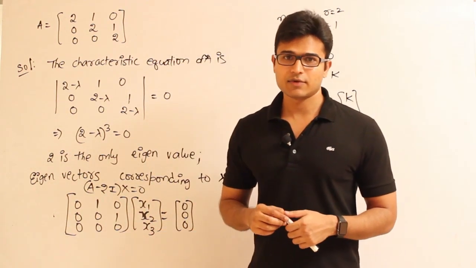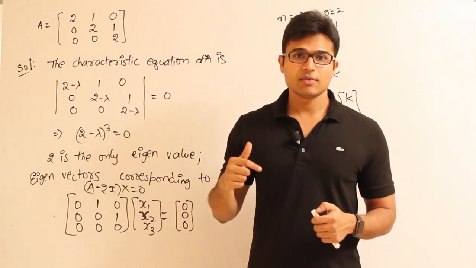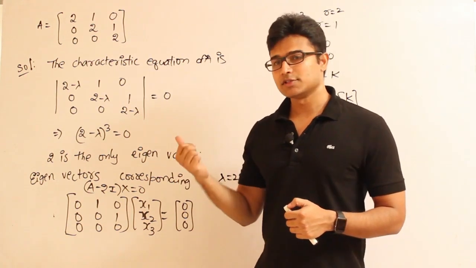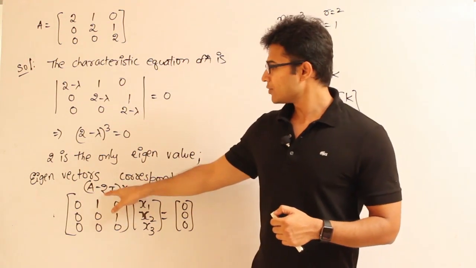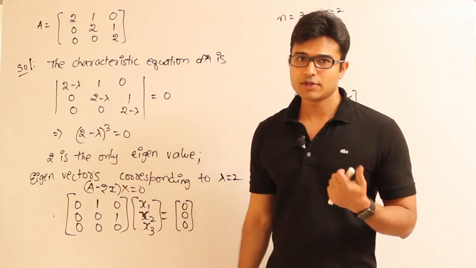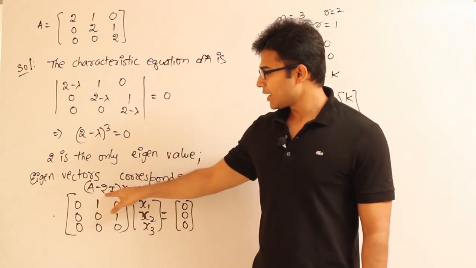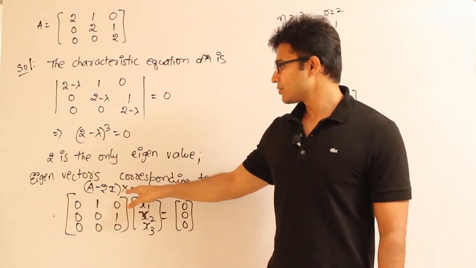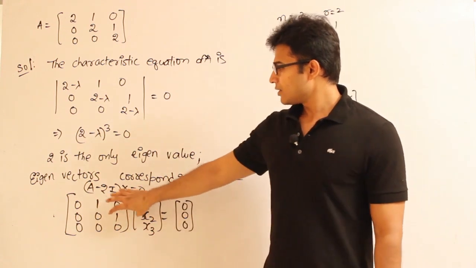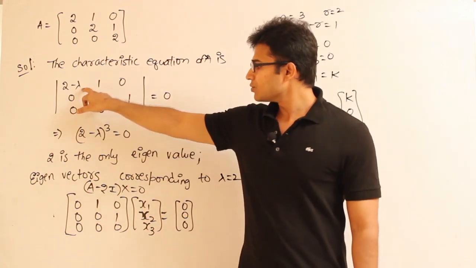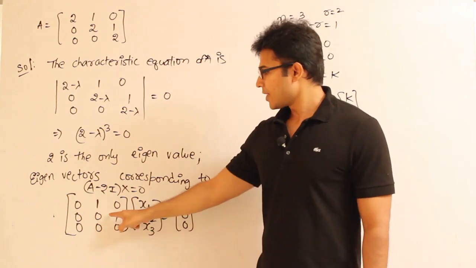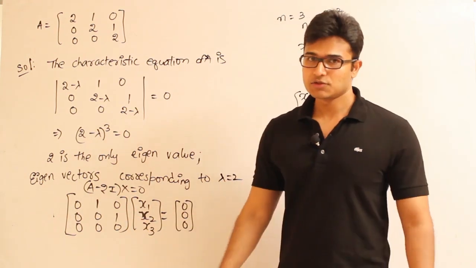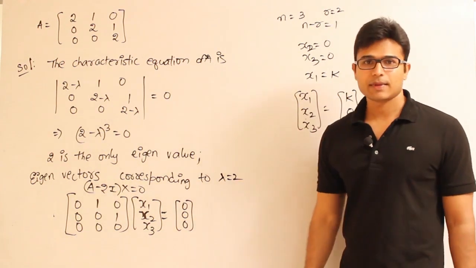How can we find out the eigenvector? The same equation, (A minus lambda I) into X equal to 0. So in A minus lambda, in place of lambda I am putting 2. Why? Because lambda happened to be 2, only one value. Then if I substitute 2 in place of lambda, and write A minus lambda, I got this matrix, and this is x1 x2 x3 as usual, equal to 0 0 0, right?